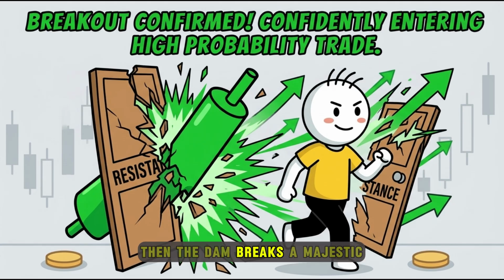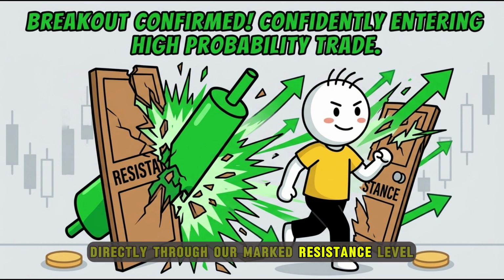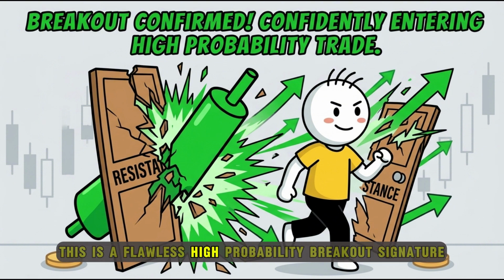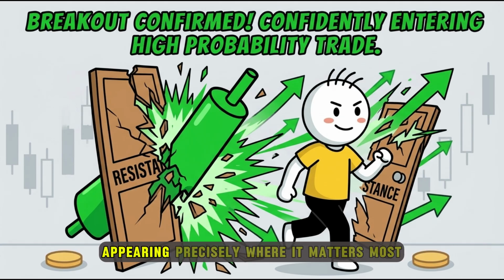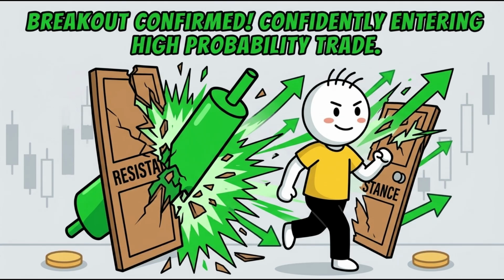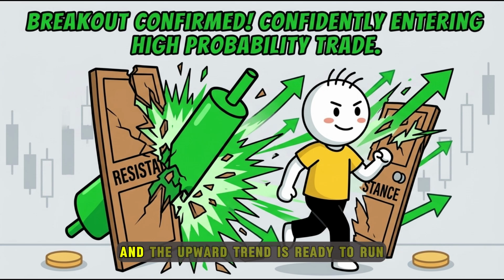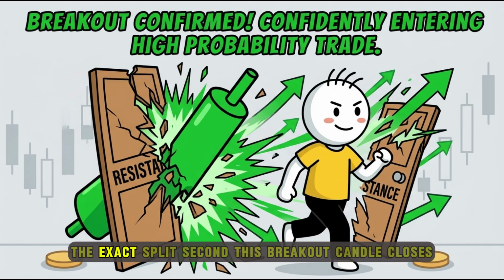Then, the dam breaks. A majestic high close bull candle explodes directly through our marked resistance level. This is a flawless, high probability breakout signature appearing precisely where it matters most. It confirms that the ceiling has been shattered and the upward trend is ready to run. We execute a market buy trade the exact split second this breakout candle closes.